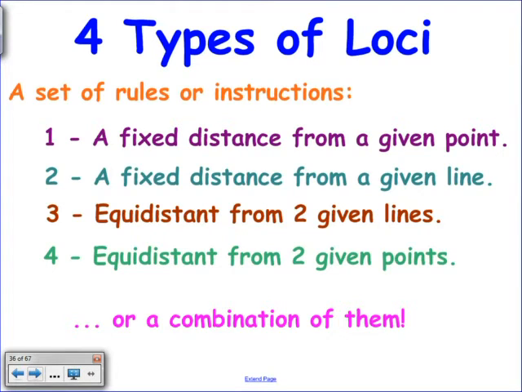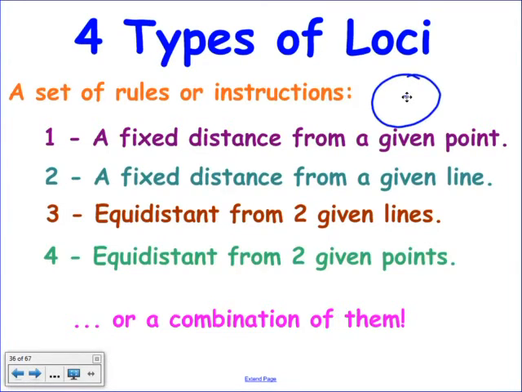Okay? A fixed distance from a given point on loci: I've got a point and I want to end up drawing a circle that is 10 centimetres away, because every point on that circle is 10 centimetres from that point. So a loci from a fixed point is a circle. The only tricky one is 2, and that is a fixed distance from a given line.